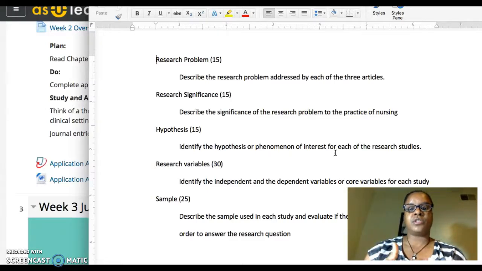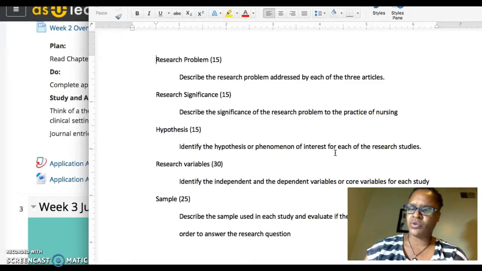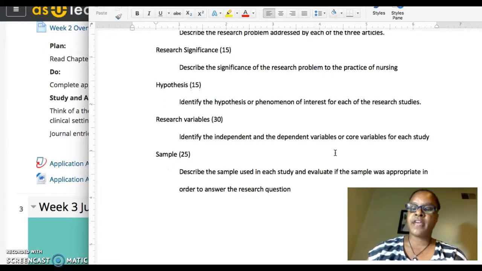So look at those research problems that they're identifying: pain, opioid crisis, substance abuse. All of those are issues that are relevant to nursing, because there's a ton of things that we can do without additional orders or procedures or protocols, just in our education and in our nursing interventions. Hypothesis was pretty well laid out. Your variables, I saw that get flipped a lot. Your independent and dependent variables.